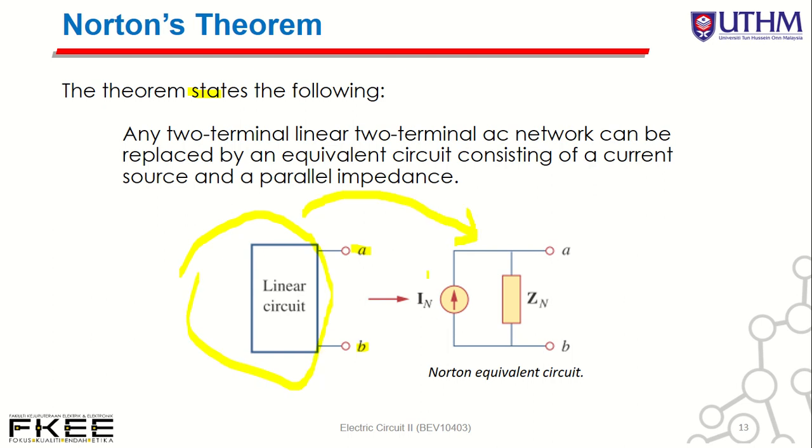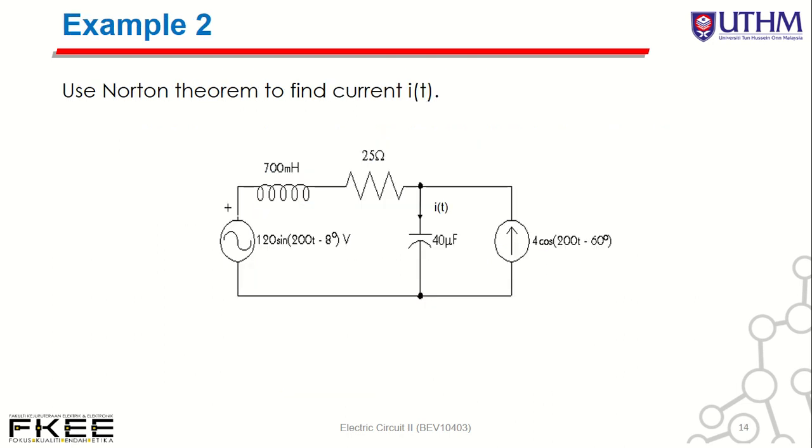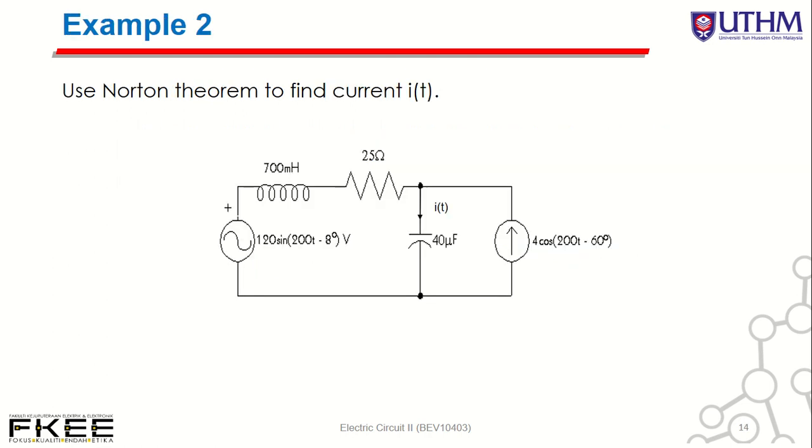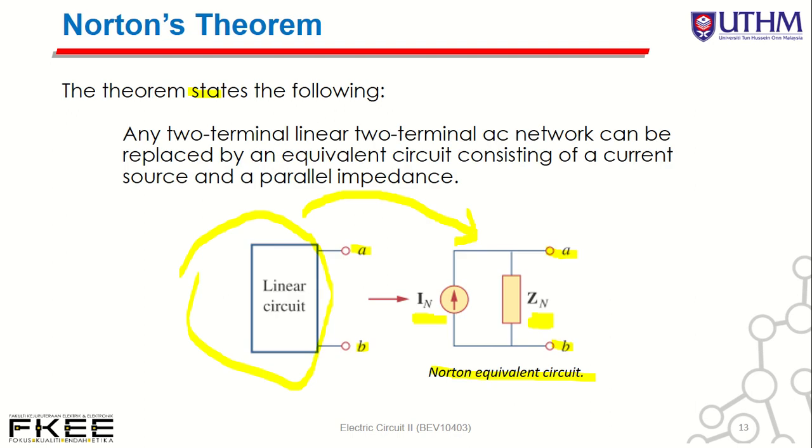In the Norton equivalent circuit, we have IN, which we call the Norton current, and ZN, the Norton impedance, in parallel with IN, and then these are terminals A and B. So this one we call a Norton equivalent circuit. The question is how to apply this Norton theorem.